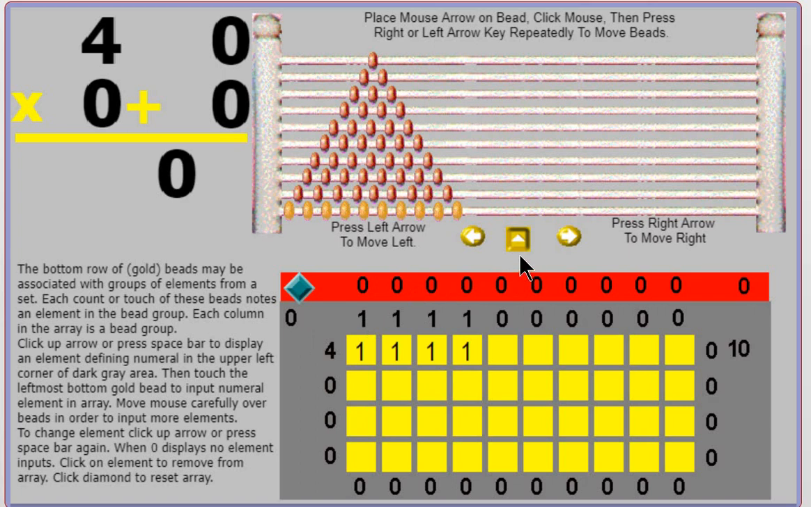Now, I can change the numeral defining the element from 1 to 2, and now when I touch or count a bead, it will input the 2. So now I have 2 subsets of elements. A subset defined by the numeral 1 and a subset defined by the numeral 2.